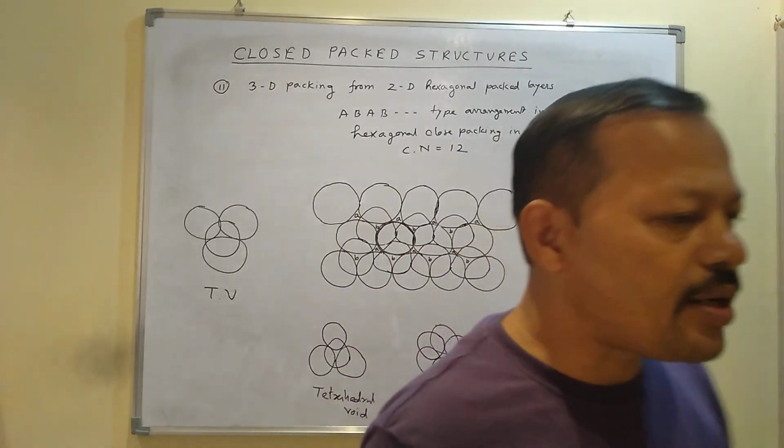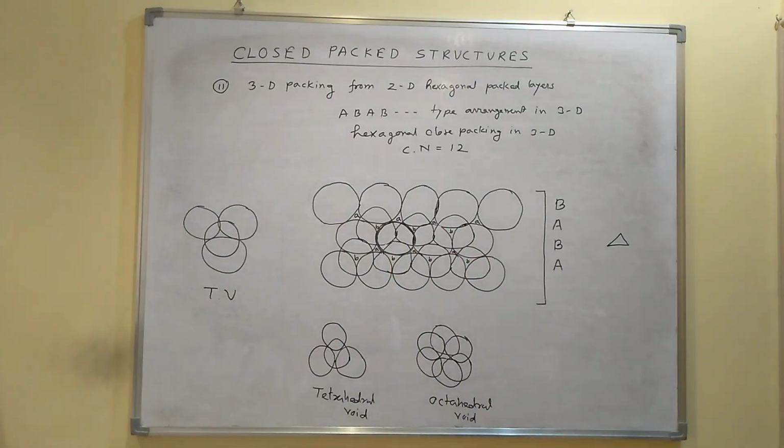So this is one type of packing which is called hexagonal close packing in 3D. In the last class also you got one packing in 3D, which was called simple cubic packing. This simple cubic packing you get from the 2D square packed layers, and this is from hexagonal packed layers, which is called hexagonal close packing in 3D. You have to remember the coordination number is 12.